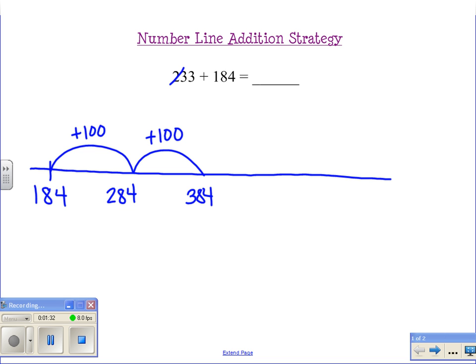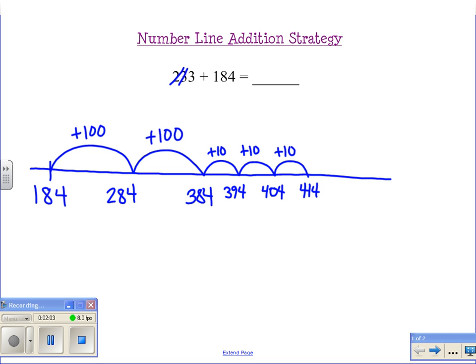Now I'm going to add 3 tens. So I'm going to make 3 jumps of 10. Once again, if you can in your head just add 30, then make 1 jump of 30. So 384 plus 10 is 394. 394 plus 10 is 404. And 404 plus 10 is 414. I have just finished adding those tens.